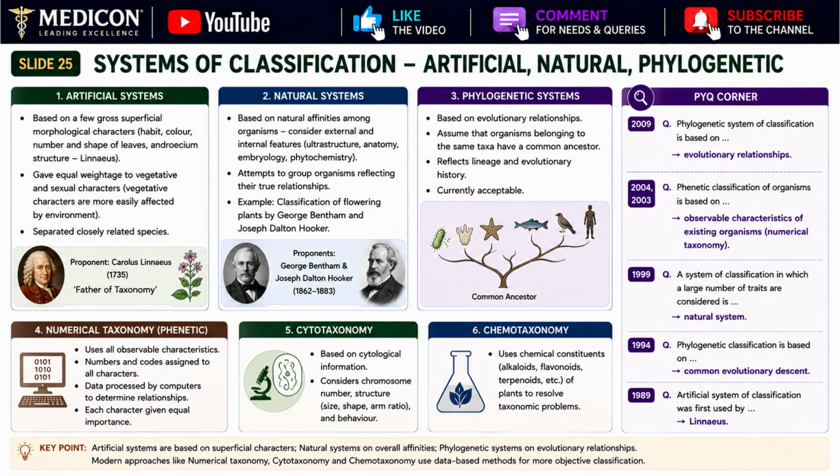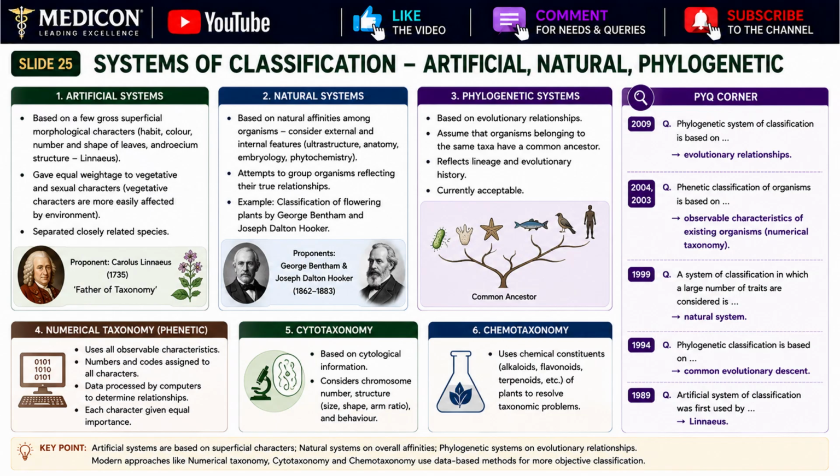Let's see systems of classification: artificial, natural, and phylogenetic. The name itself tells you why these names are given to which type of classifications. Artificial systems are based on few gross superficial morphological characters like habit, color, number and shape of leaves, and rhizome structure. This was given by Linnaeus. Gave equal weightage to vegetative and sexual characters.